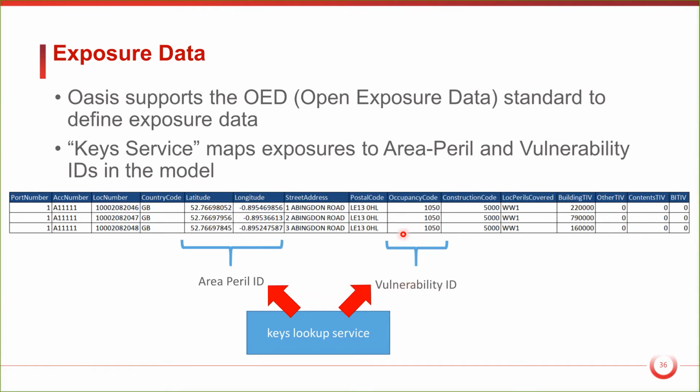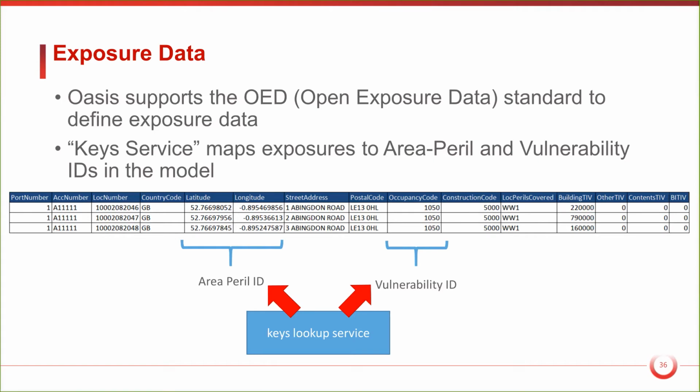In our case, we had occupancy codes, which were our vulnerability drivers. So these occupancy codes would map to a vulnerability ID inside the model. So the keys lookup service gives us a model-specific version of the exposure data. So we have these keys which map it in, and we get some kind of TIV, so insured value, out from the exposure data as well. But we build quite abstract representations of the exposure data which just fit in with those integer IDs.